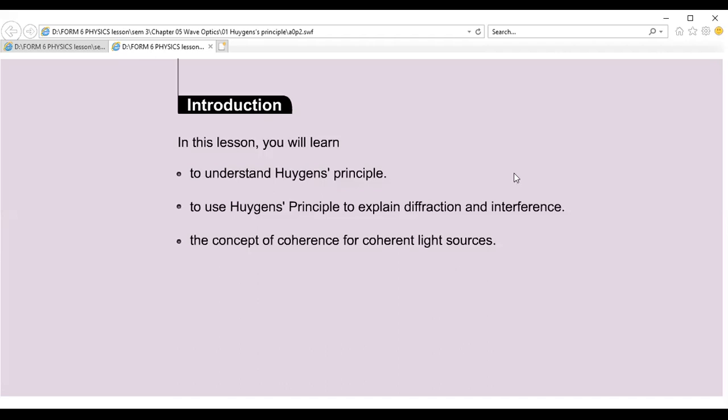In this lesson, you will learn to understand the Huygens Principle, to use the Huygens Principle to explain diffraction and interference. Students will also learn the concept of coherence for coherent light sources.